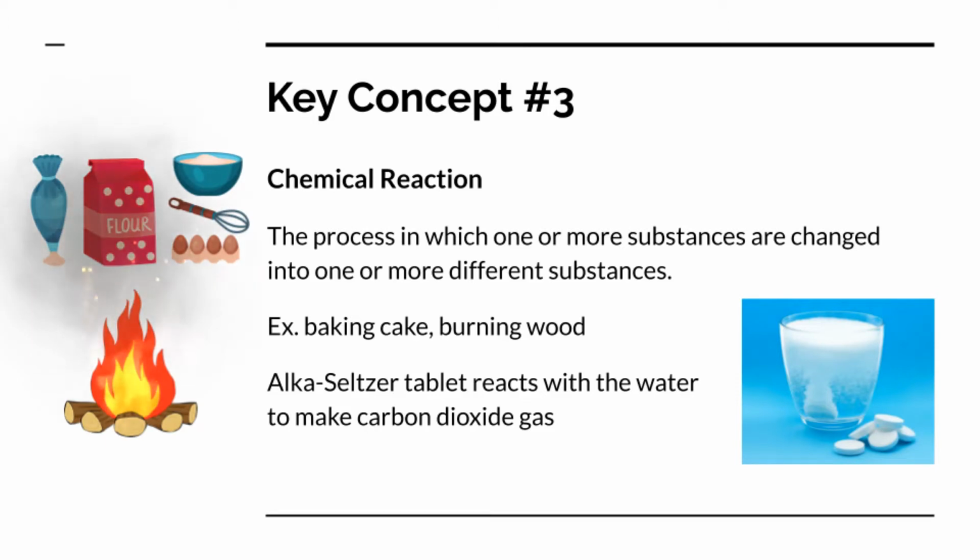When you burn wood in a campfire, that is a chemical reaction because the wood changes into ash. The ash is black, showing a color change, and the burning wood gives off both smoke and heat, showing the release of gas and a temperature change.